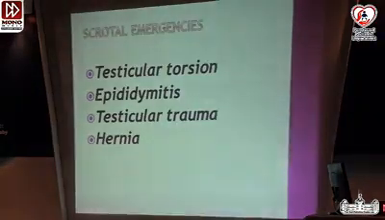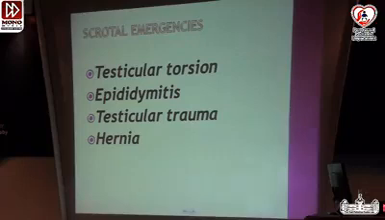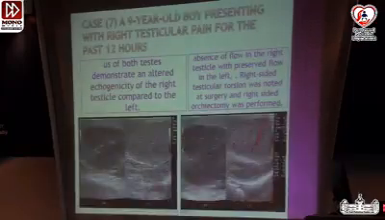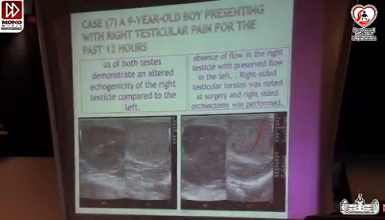Let's go to scrotal emergencies. I will cover the testicular torsion and epididymitis. Of course, other causes for scrotal emergencies are there and can also be diagnosed with ultrasound. But I will take only 2 examples.